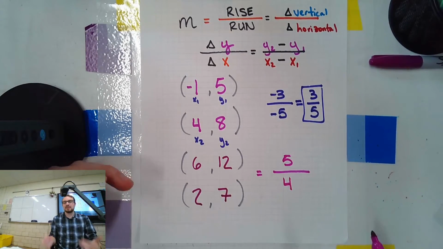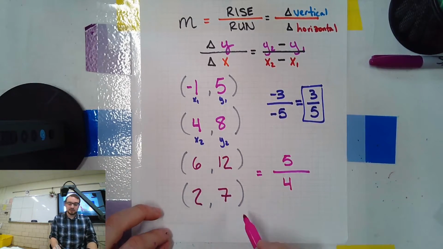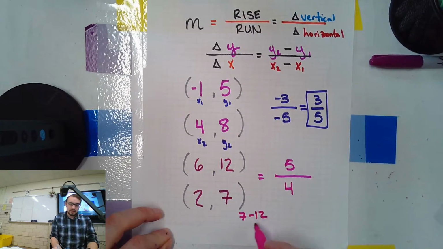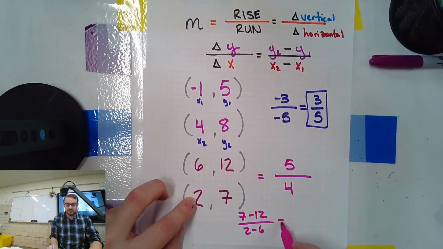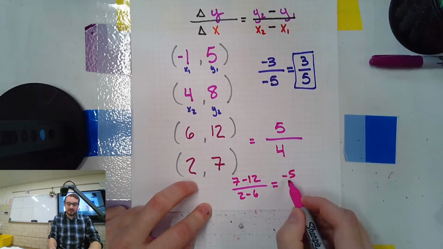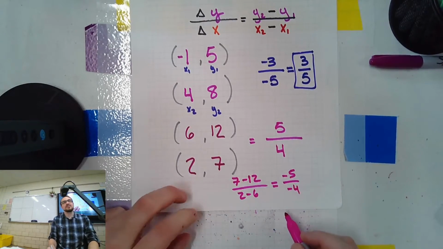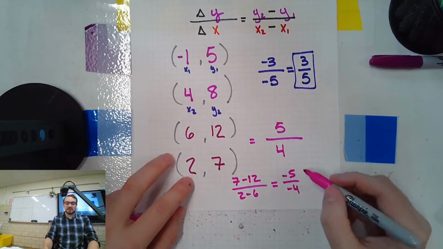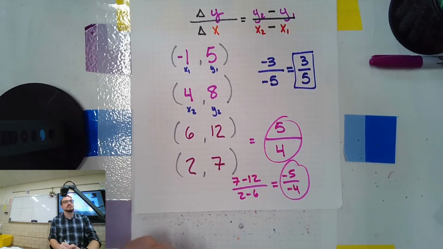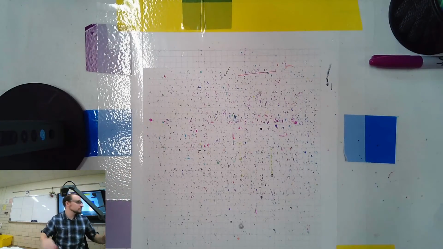Now wait a minute. If I had plugged this in the formula, I would have gotten 7 minus 12, right? And I would have gotten 2 minus 6. 7 minus 12 is -5. 2 minus 6 is negative 4. Oh, they're the same. They're the same thing, right? Cool. Awesome. Fantastic. Great.